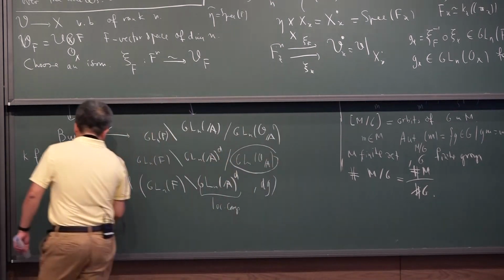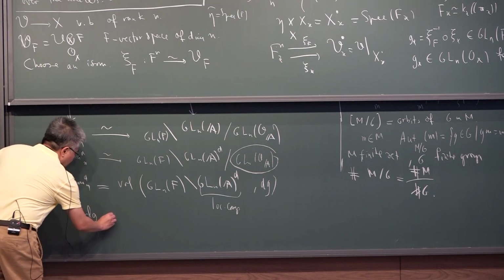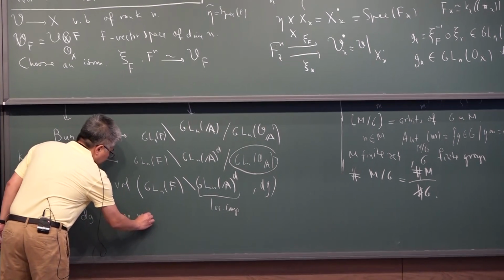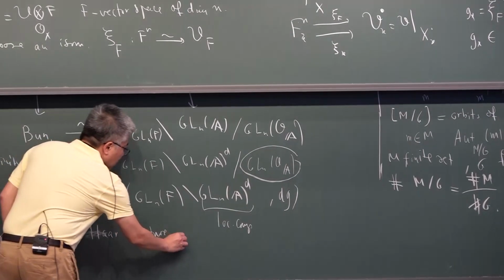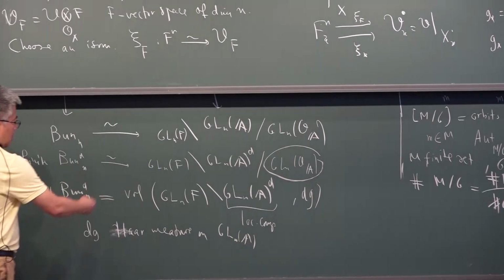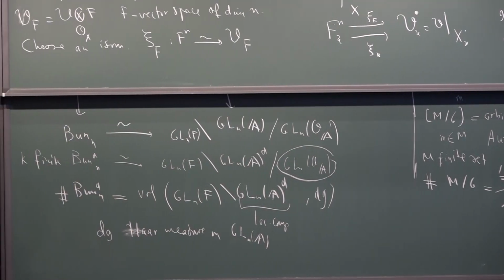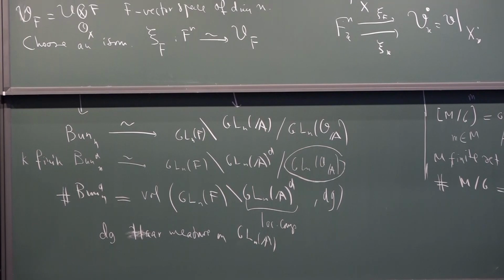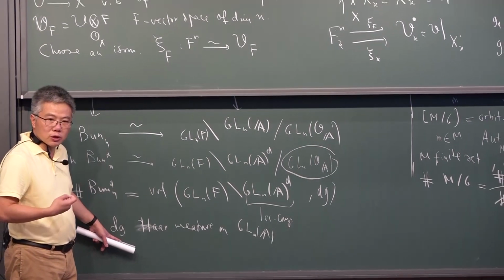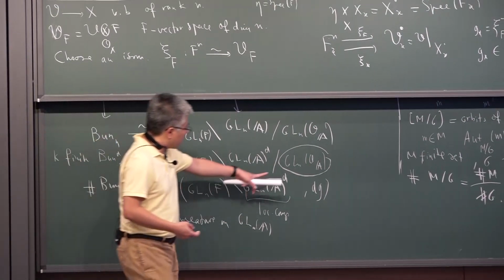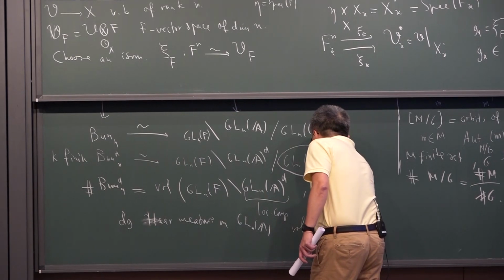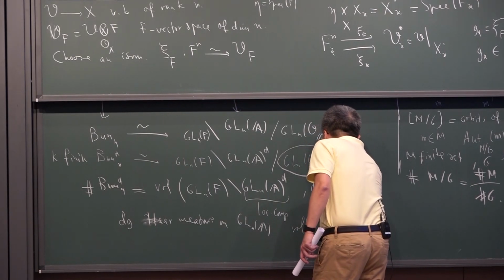So dg is the invariant measure, Haar measure, on GL_n of A. So this exists, but we need to fix a scalar. So we need to choose a way to normalize, as normalization is, so that the volume of GL_n of O is the compact group.